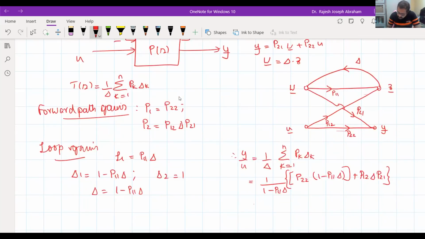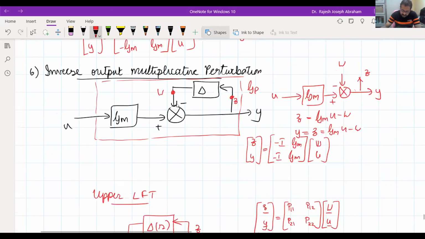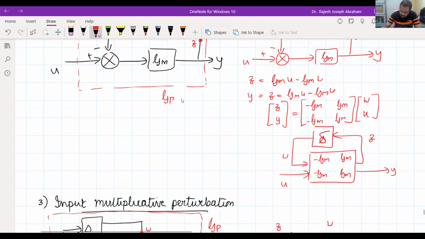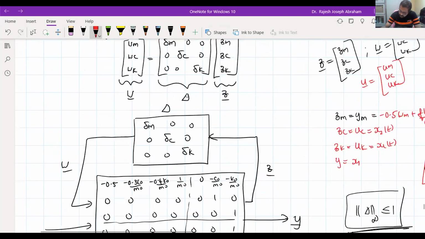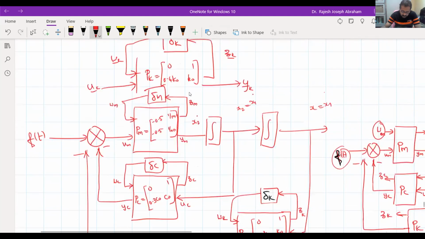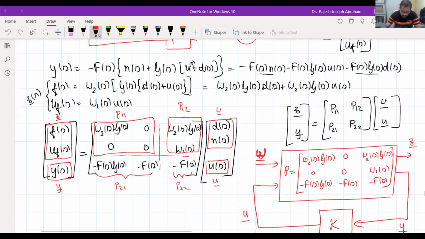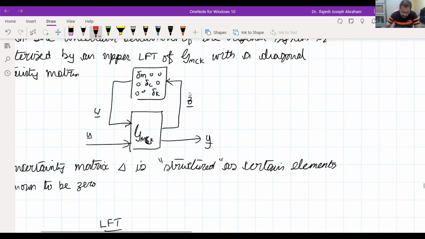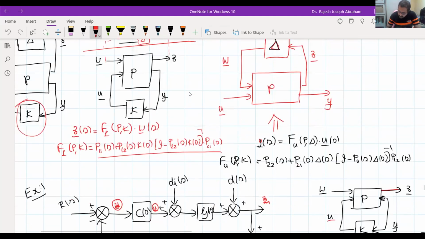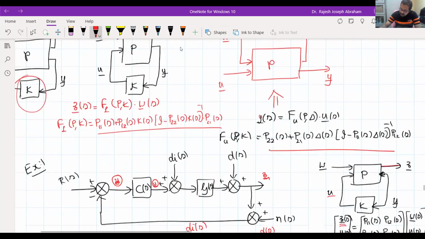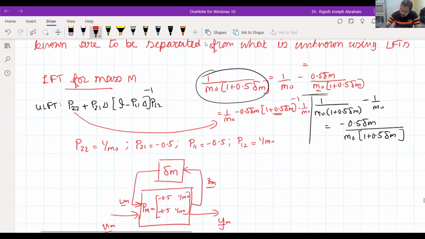When you simplify this, you will get P22 plus P12 delta into 1 minus P11 delta, whole inverse, P21. If it's the MIMO case, you will get P22 plus P12 delta into I minus P11 delta, whole inverse, P21. That's what we got here, the upper LFT.